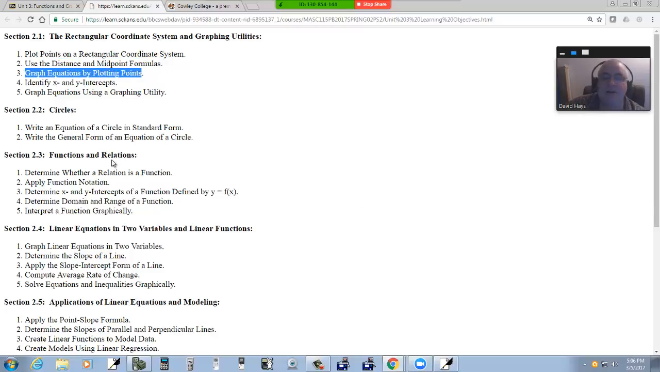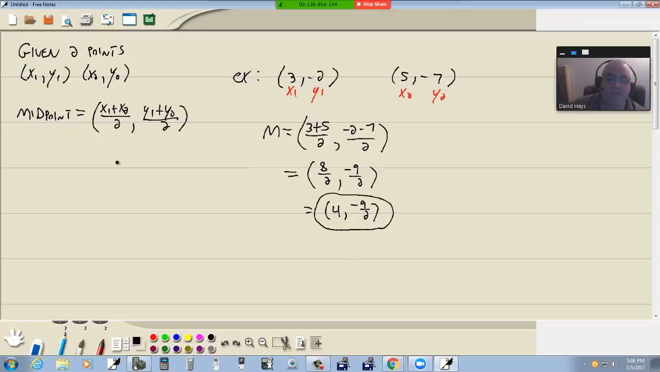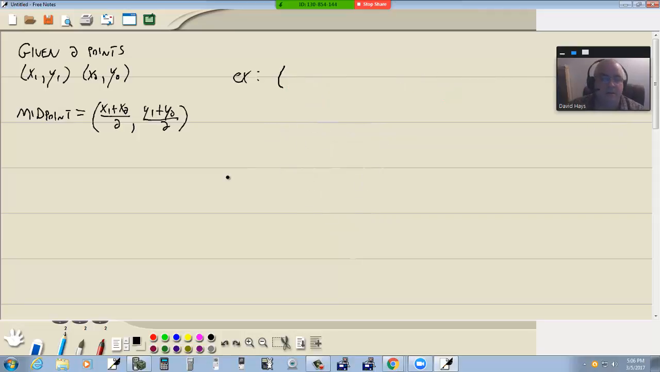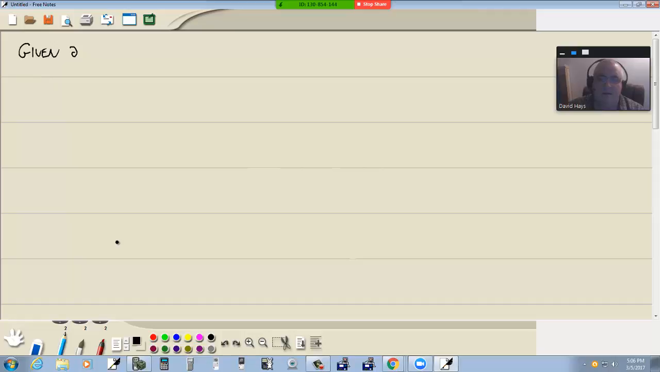Now, next topic is graphing equations by plotting points. Let's clear this off. And I'm going to show this by an example. Let's say I'm trying to graph y is equal to 3x minus 1.